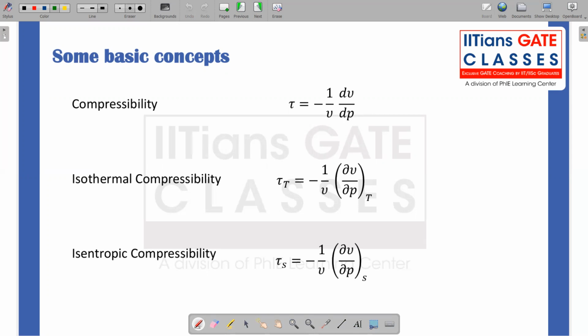As a flow approaches a velocity comparable to the velocity of sound in a medium, the effect of compressibility becomes more and more important. That is why the idea of compressibility is important to understand. We can define compressibility either in an isothermal process or through an isentropic process.